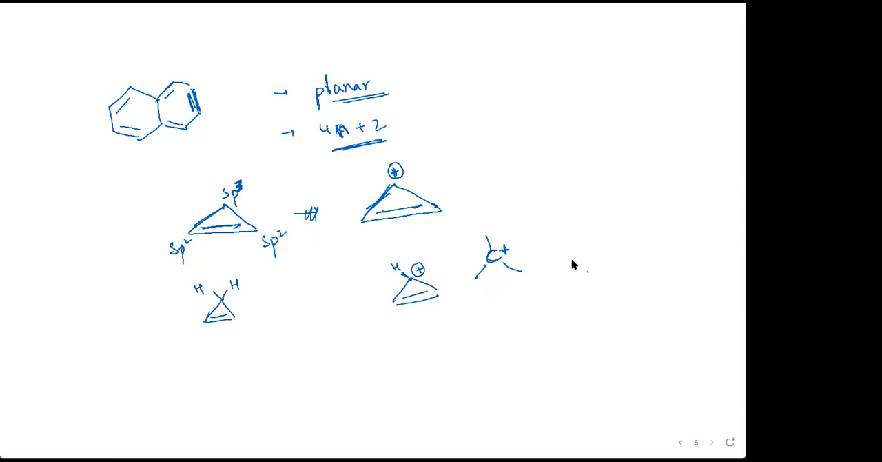sp3. नहीं, sp3 में total how many sp3 hybrid orbitals will be formed? Four. So you want only 3 because it's got 6 electrons. So what hybridization? sp2. So now what is the hybridization for all of these atoms here?